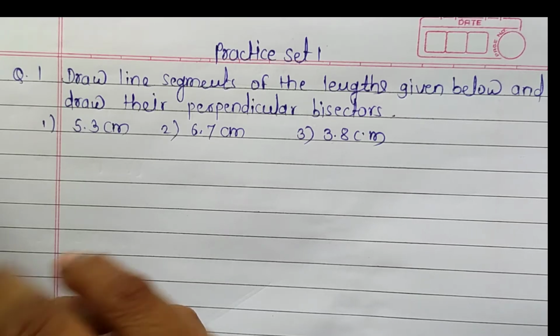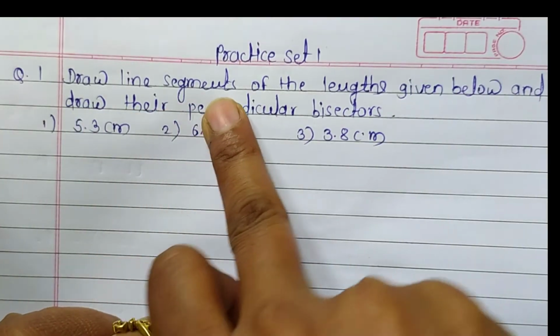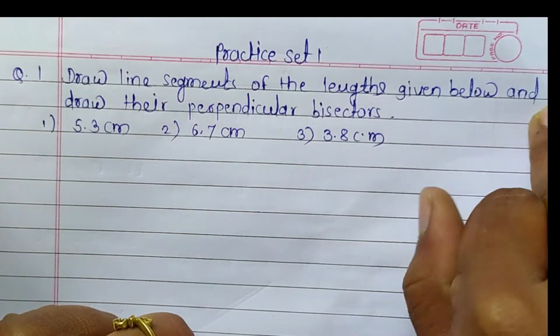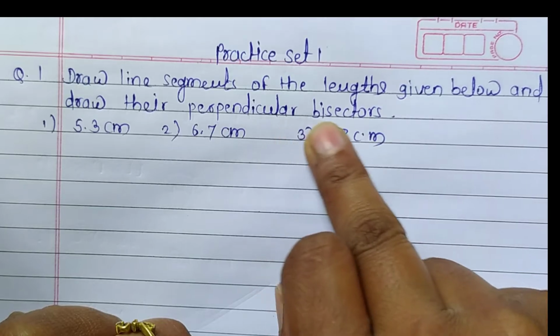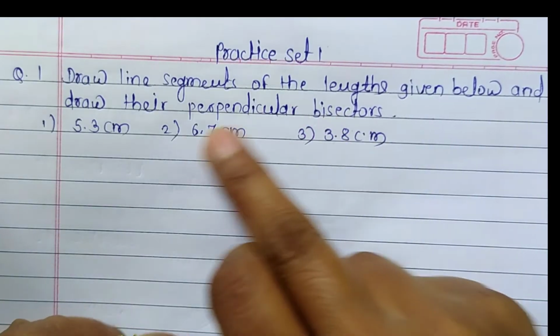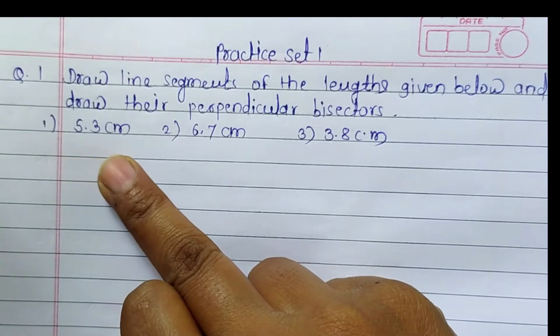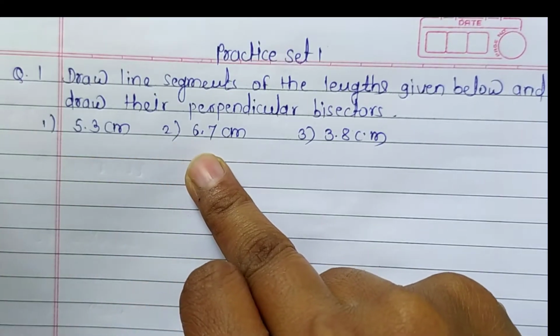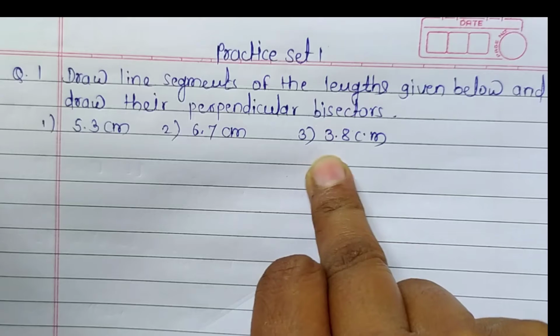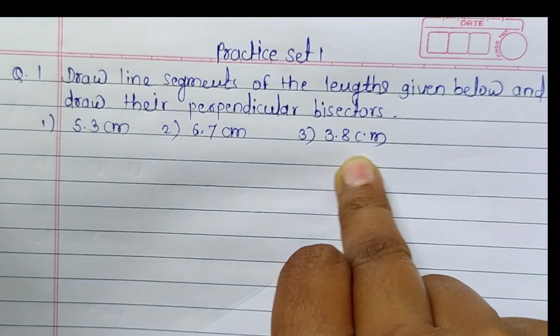The first question is, draw line segments of the lengths given below and draw their perpendicular bisectors. Here we have 3 sub-questions. First one is 5.3 cm. The second one is 6.7 cm and the third one is 3.8 cm.